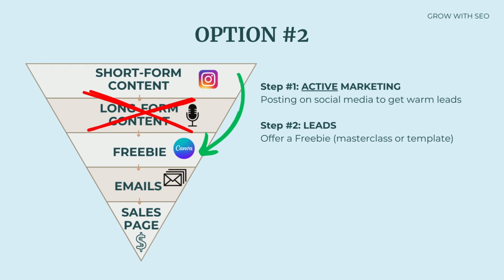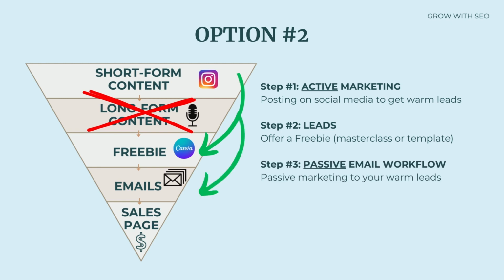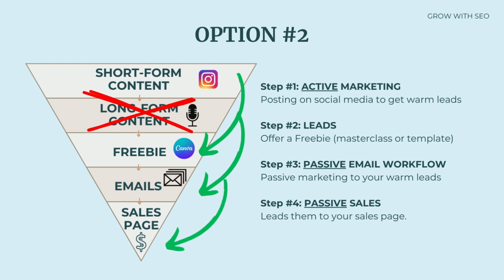So your second option is to, again, start with actively marketing by posting on social media to get warm leads. Post to Instagram, and every so often, you will promote a freebie that you've made, whether it's a masterclass, a template, or even a free consultation. From there, people who give you their email in order to get that freebie will be sent into your email workflow where you can passively market to your warm leads. Your email workflow only needs to be written once, and then it's automatically sent out over and over again. And from there, your emails will point people to your sales page and you can get passive sales.